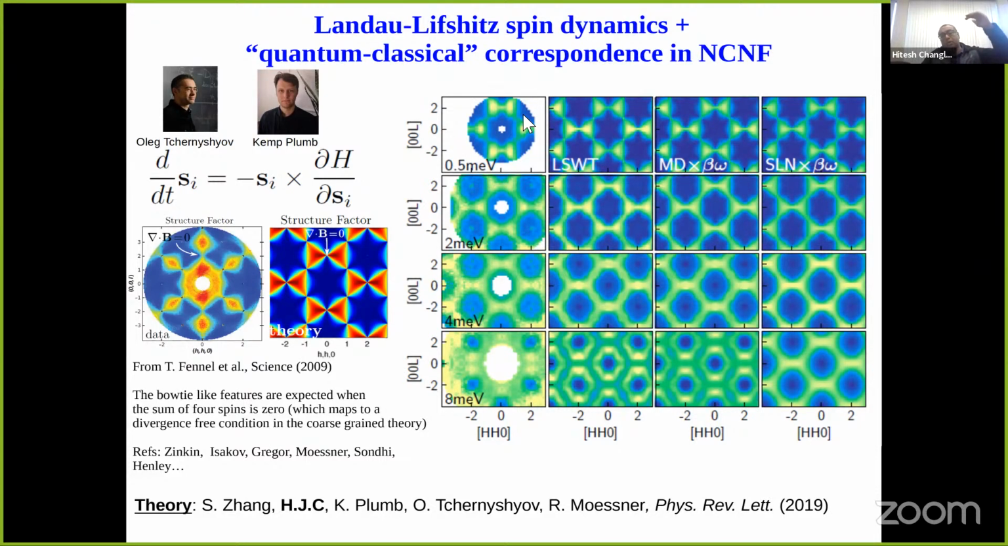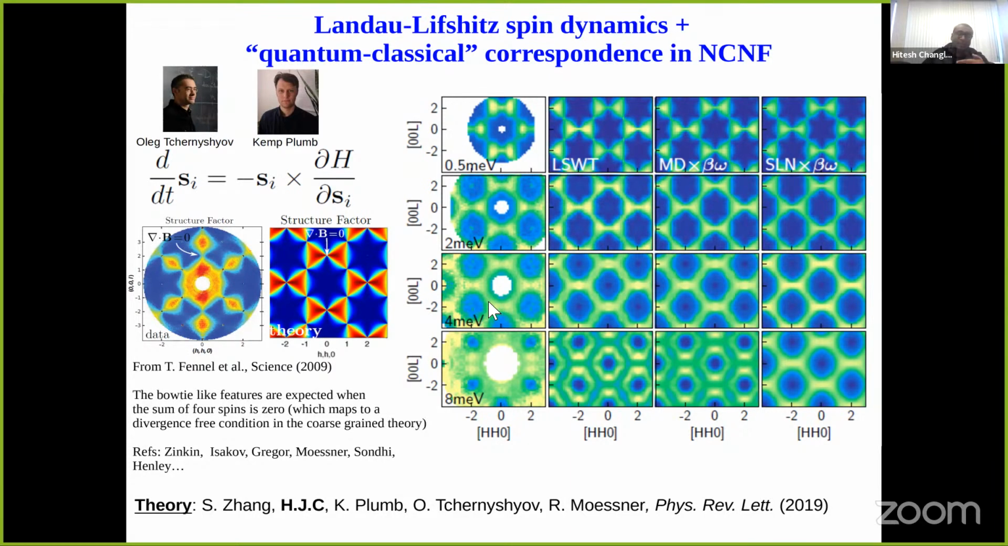So what am I showing here? There are 3 dimensions of momentum, right? As I said, S of Q omega. So Q is 3-dimensional and omega is 1-dimensional. And we are very good at viewing things in 2 dimensions. So I'm showing you a 2-dimensional cross section, which is called the HHL plane. And then I'm showing you different cuts of energy. So I'm showing you an energy of 0.5 meV, 2 meV, 4 meV, and 8 meV.